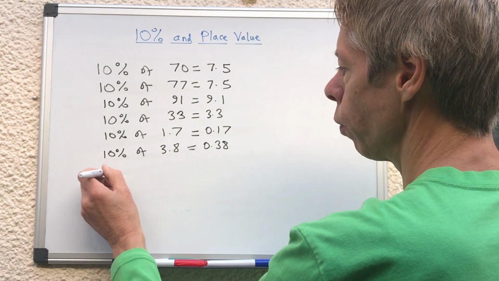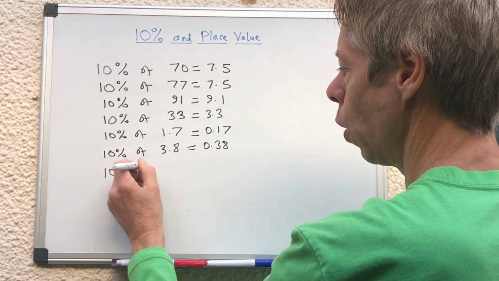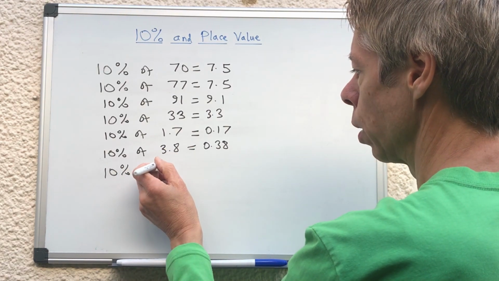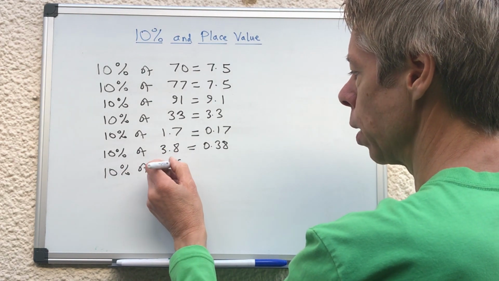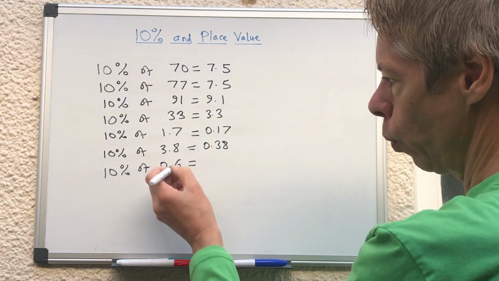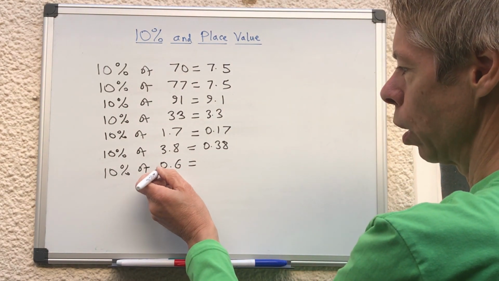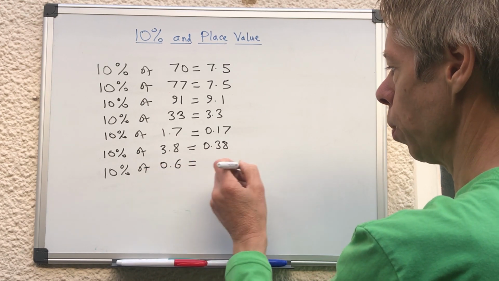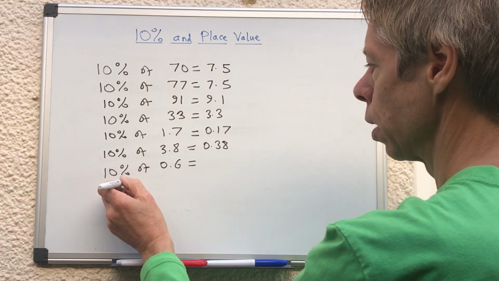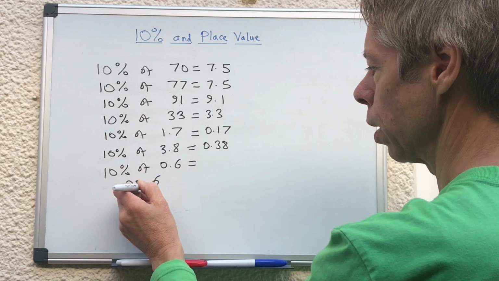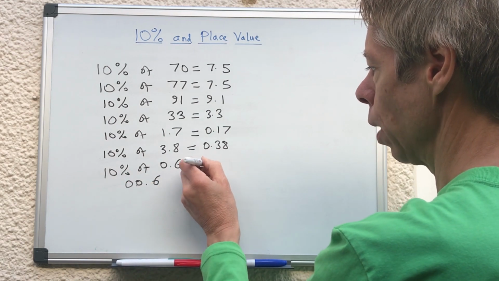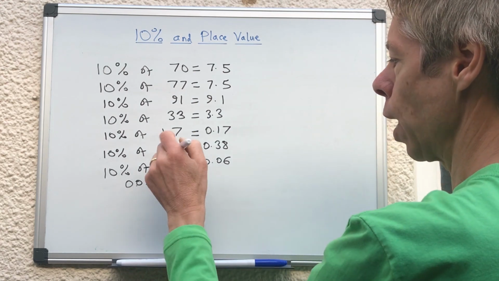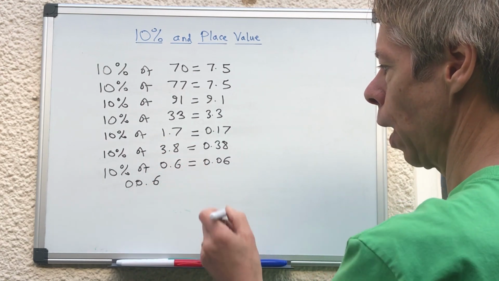Or what if you've got 10% of a number less than 1? So 10% of 0.6. So you could say we're moving the decimal still, because you could say that 0.6 is 0.6. So move the decimal there, so you get the answer of 0.06. Or you could just say we're going to slide in a 0 to there.